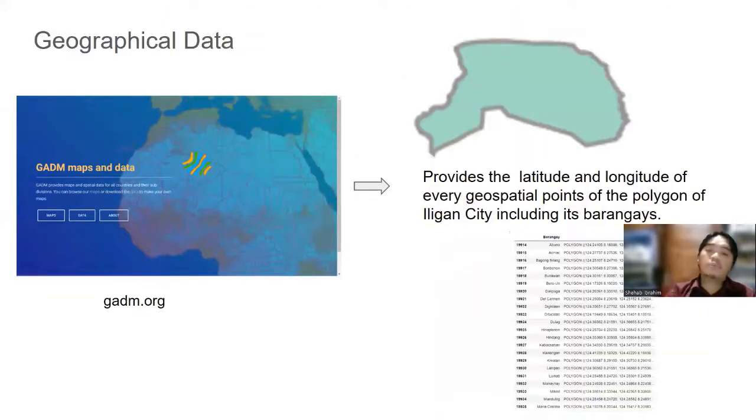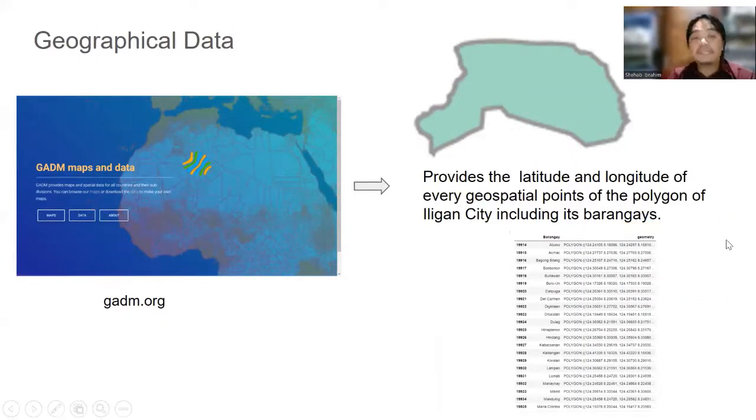Now, we also downloaded geographical data from GADM, or I don't know how to pronounce this, gadm.org. So we were able to download the shape files or the polygon files of every barangay in Iligan City. So this is what we use in projecting it in our geographical information system.